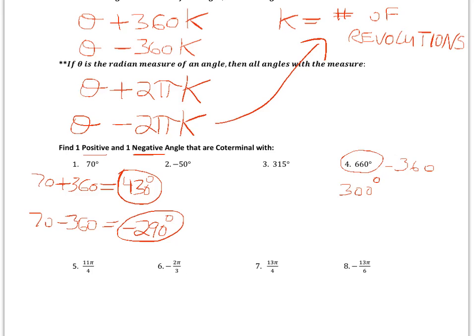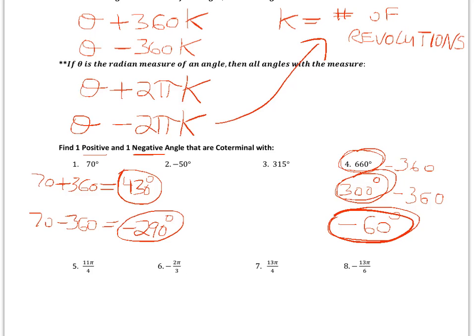Okay, so that's a positive angle. If I want to get a negative angle, I'll do the same thing. I'll keep subtracting until I get a negative. So I'll subtract another 360. It's like subtracting 2 revolutions from the original 660. If I subtract 360 from that, I get negative 60. So all 3 of these that I have circled, 660, 300 degrees, and negative 60 degrees, are different numbers, but they're all at the same point in the unit circle.